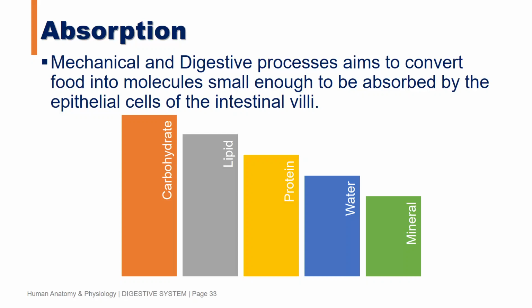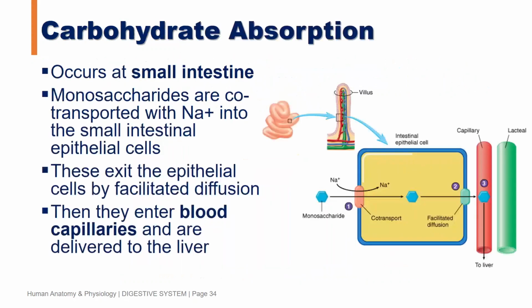You have your carbohydrate, lipid, protein, water, and mineral so that it will be absorbed by the epithelial cells of the intestinal villi. Okay, carbohydrate absorption. Of course, in the small intestine, monosaccharides are co-transported with sodium into small intestinal epithelial cells. Okay, in the photo, you have sodium there. Okay, this exits the epithelial cells by facilitated diffusion.